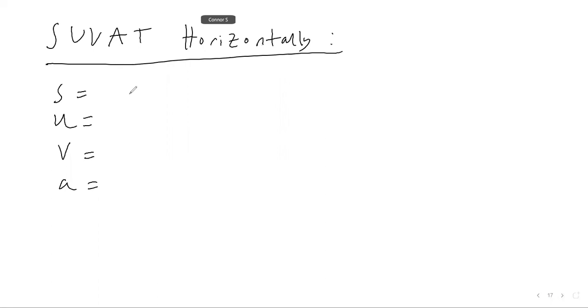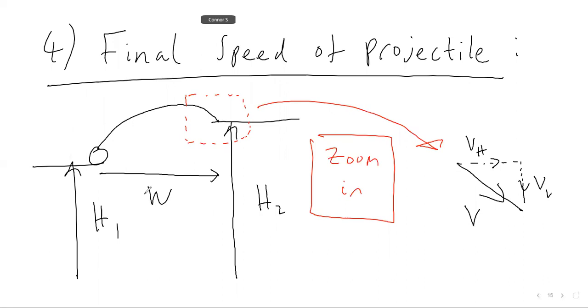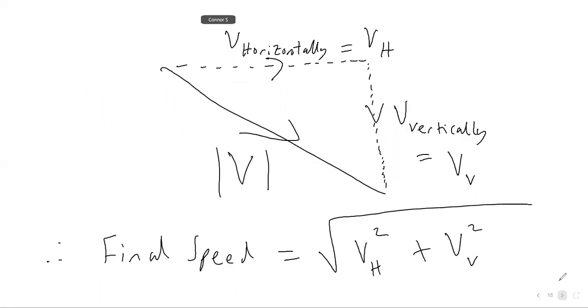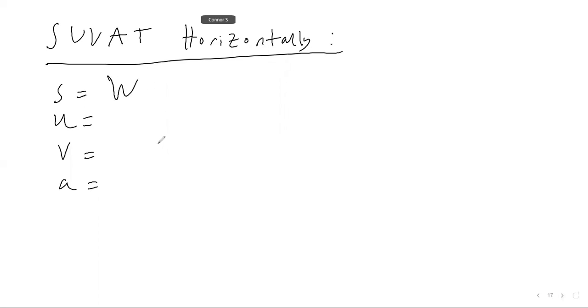Let's go back to Suvat horizontally. Going back to our diagram, what's our horizontal displacement to go from there to there? Well, it's W. What was our initial speed? Horizontally, the initial speed is u cos theta. Our final speed is what we want to find, so this is our final horizontal speed, which I'll call VH. And our acceleration horizontally, remember, is just 0.